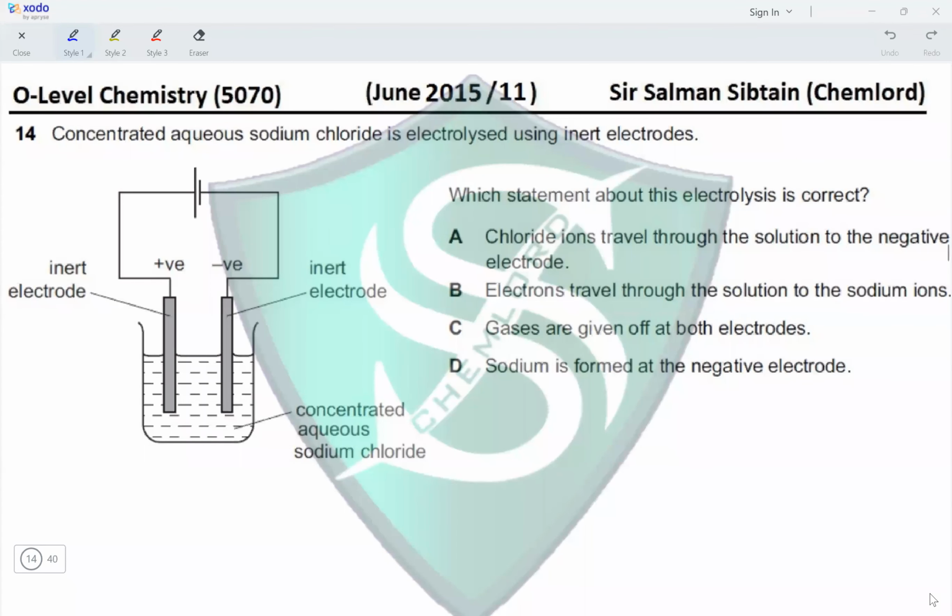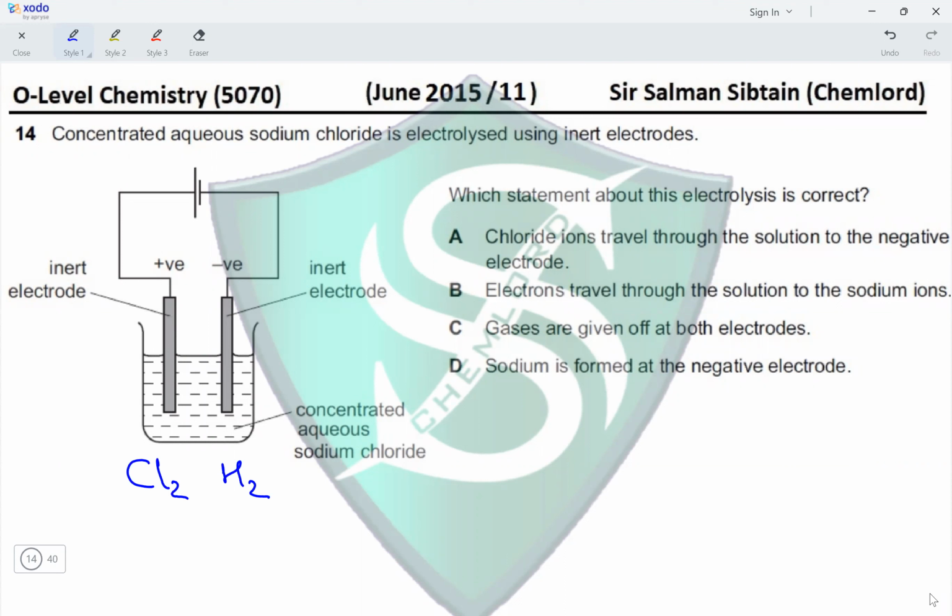Question 14. Concentrated aqueous sodium chloride is electrolyzed using inert electrodes. Okay, this is concentrated aqueous sodium chloride. So we would have hydrogen being produced at the cathode, and we would have chlorine being produced at the anode. Which statement about the electrolysis is correct?